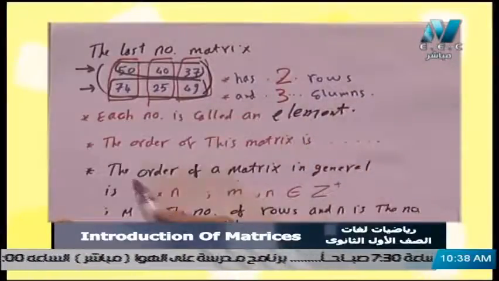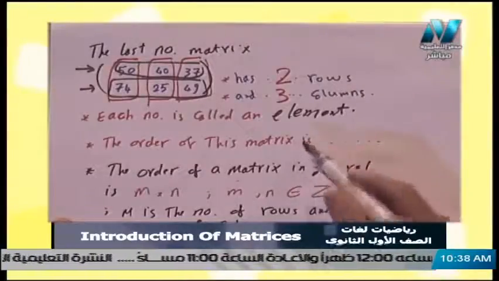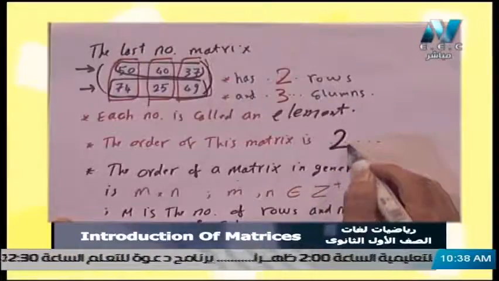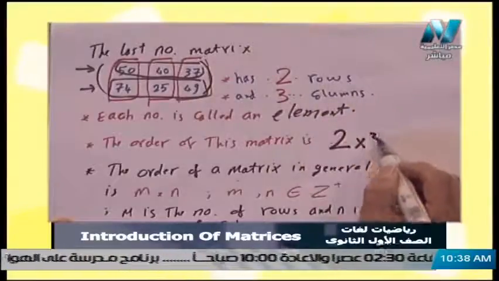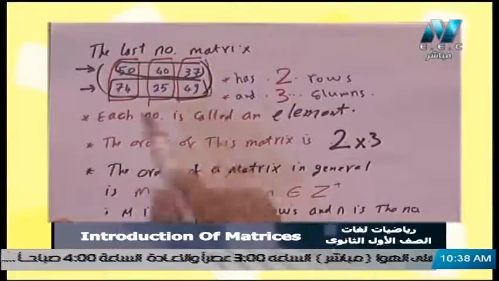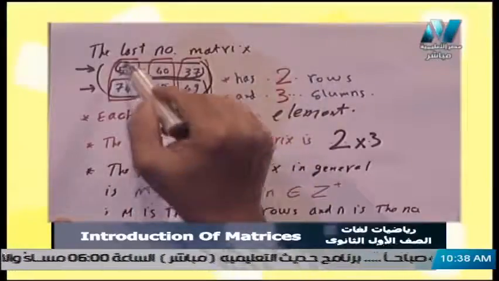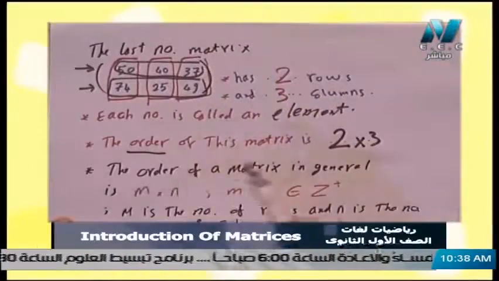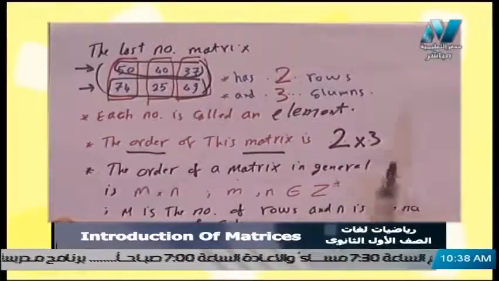The order of this matrix: we write first the number of rows, which is 2, by the number of columns, which is 3. So we say that the order of this matrix is 2 by 3. Why 2? Because we have 2 rows. Why 3? Because we have 3 columns.